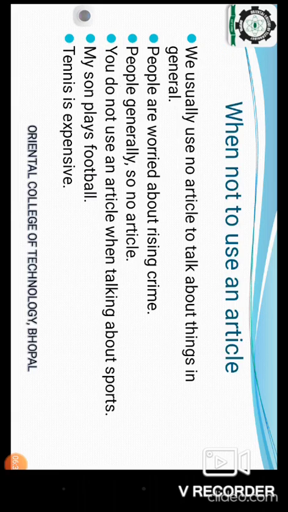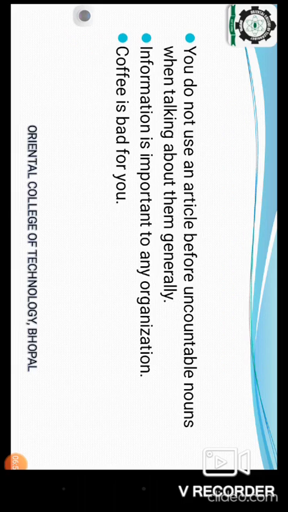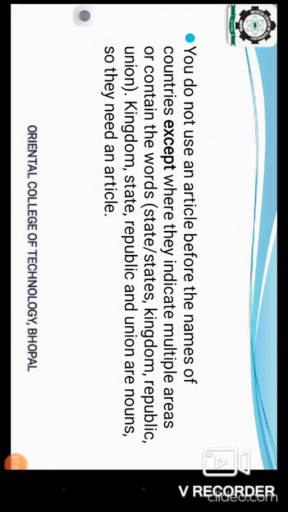When not to use an article. We usually use no article to talk about things in general. People are worried about rising crime. People generally, so no article. You do not use an article when talking about sports. My son plays football. Tennis is expensive. You do not use an article before uncountable nouns when talking about them generally. Information is important to any organization. Coffee is bad for you.